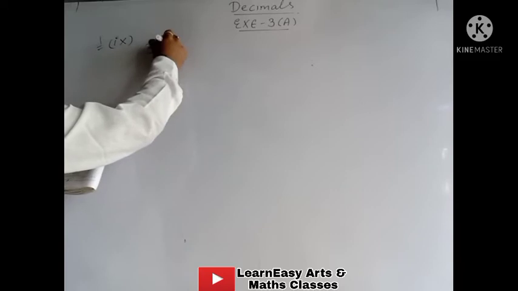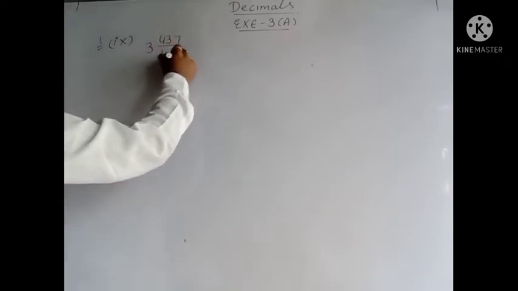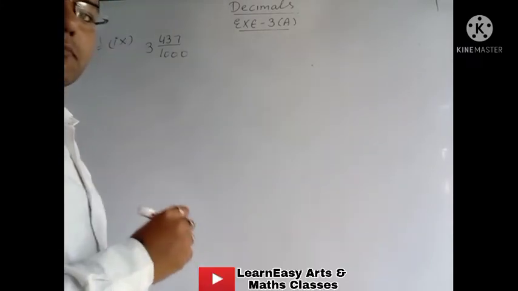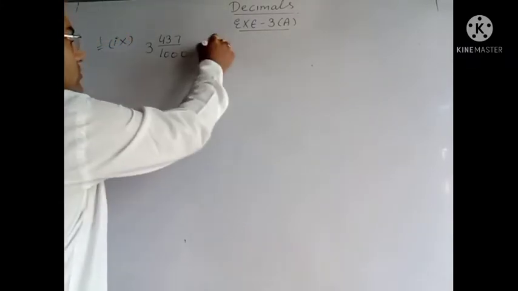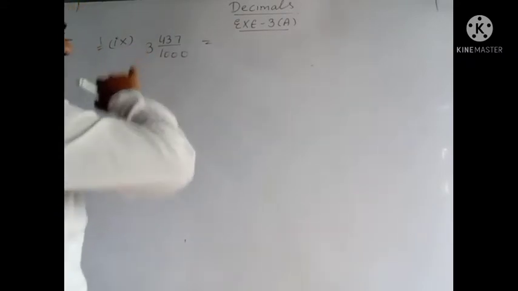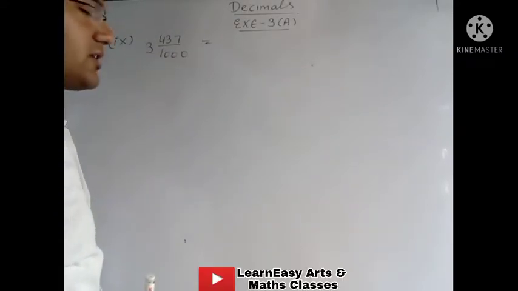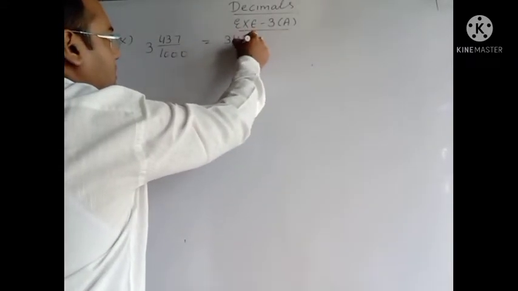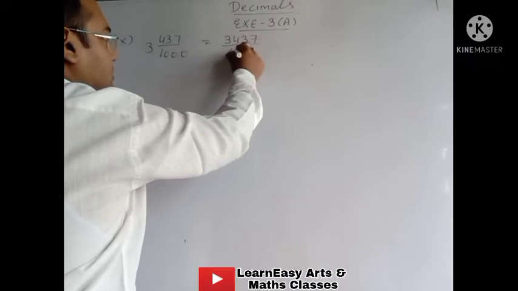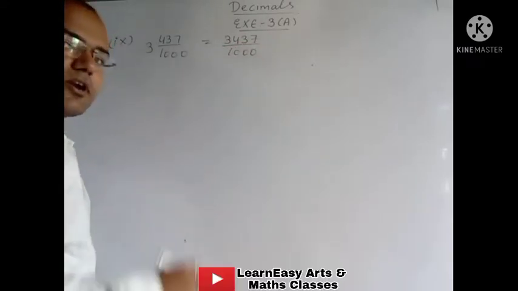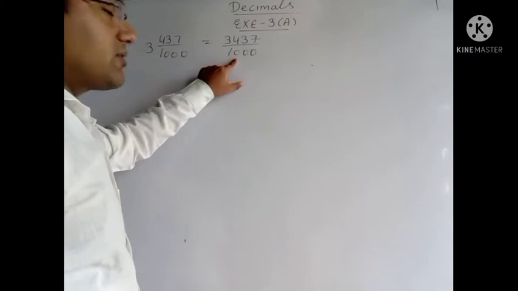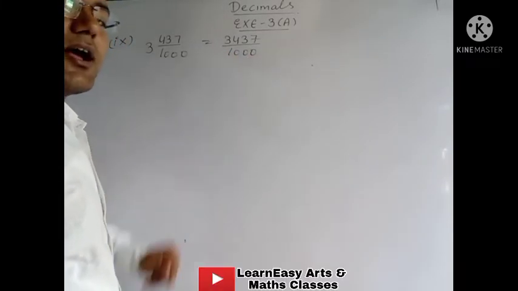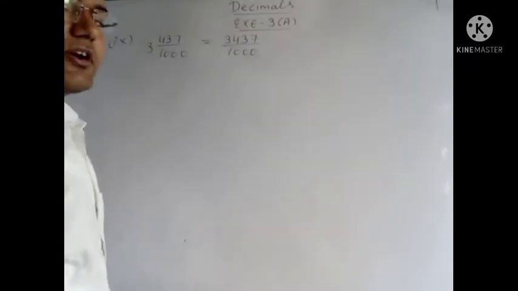3 whole 437 upon 1000. In this question a mixed fraction is given. So first of all we will convert this mixed fraction into an improper fraction. So what we will do, 1000 multiplied by 3, the answer will be 3000. 3000 plus 437 will be 3437 upon 1000. Now in the denominator you will observe 1000 is coming here. After 1 how many zeros are coming? 3.